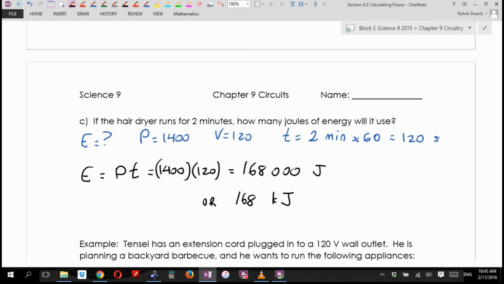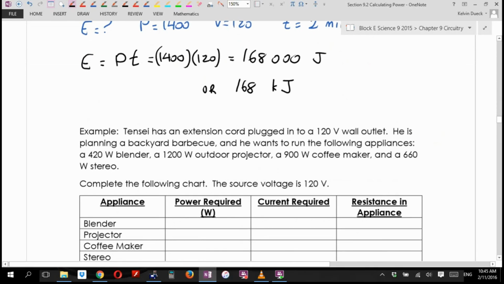Tensei's having a party. Ready, Tensei? Let's plan your party. Tensei has an extension cord. He's plugged it into a 120-volt wall outlet, the same kind we normally have. He's going to have a backyard barbecue, and here's what you want to run. You want to run a 420-watt blender. That's about right for a blender. A 1200-watt outdoor projector. These things give off a lot of heat. They take a lot of power. A 900-watt coffee maker. Do coffee makers give off a lot of heat? Yeah, they use a lot of power. And a 660-watt stereo.